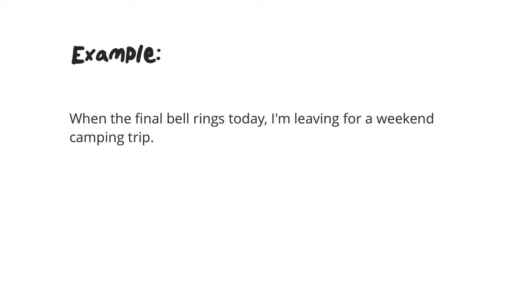So here's an example of an inverted sentence. When the final bell rings today, comma, I'm leaving for a weekend camping trip. If you notice, the first half of the sentence, when the final bell rings today, is your dependent clause. That's what's making it inverted. I'm leaving for a weekend camping trip, which we all know I would never do, is the independent clause that can stand on its own. This will help you transition between sentences and make your writing more lucid and fluid.